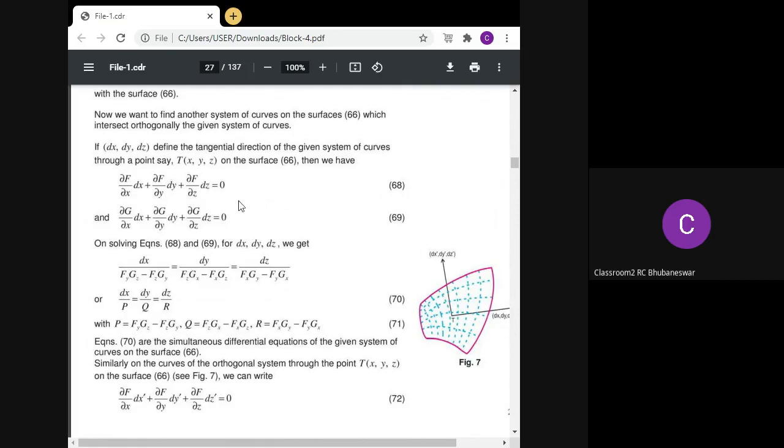After getting equation number 68 and 69, again we are using the solution process of dx, dy, and dz in the same manner that has been discussed earlier. In the denominator, it has been taken in the form of capital P, capital Q, and capital R.